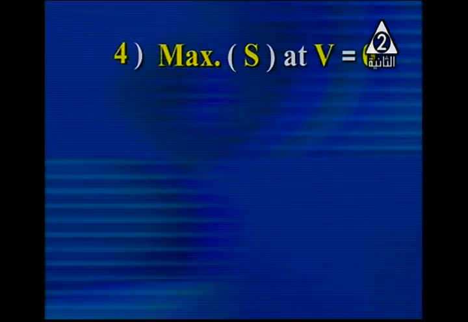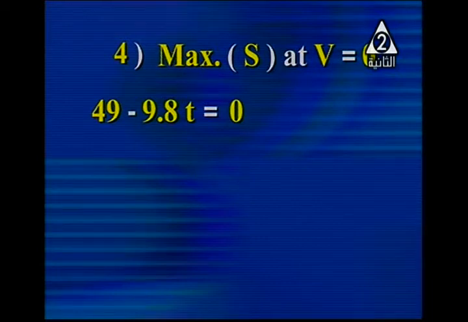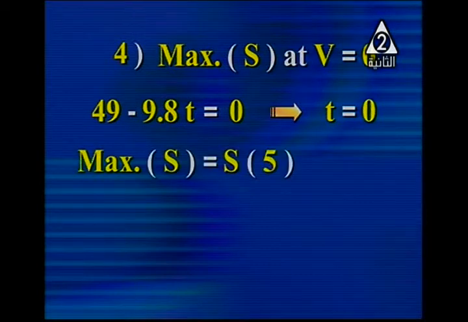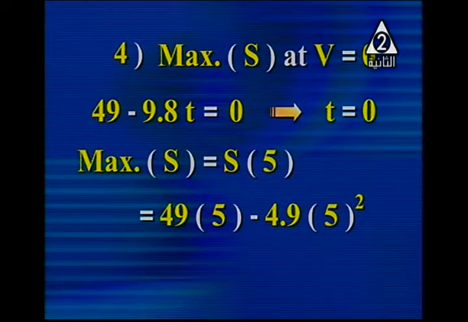Maximum distance at v equals 0. By substitution, v equals 0, remember v equals ds over dt. v equals 49 minus 9.8t equals 0, using the left hand side and right hand side, then t equals what? t equals 5. Maximum S means find S at 5. By substitution, S at 5, answer is 122.5 meter.